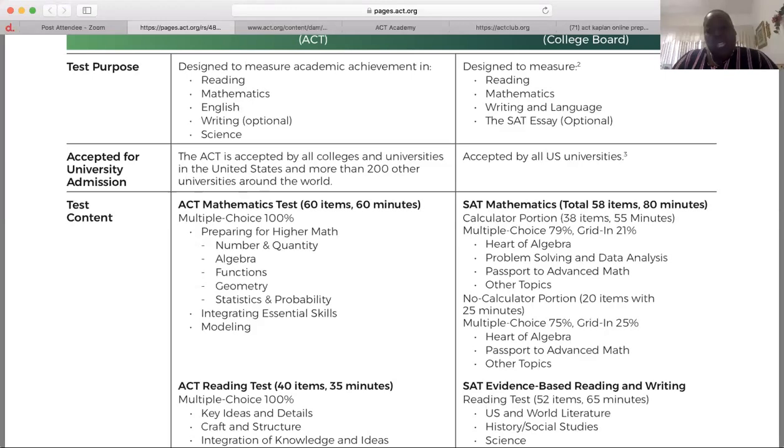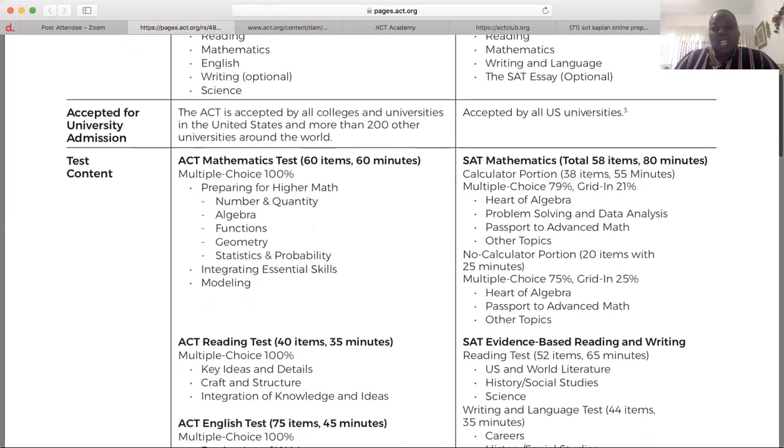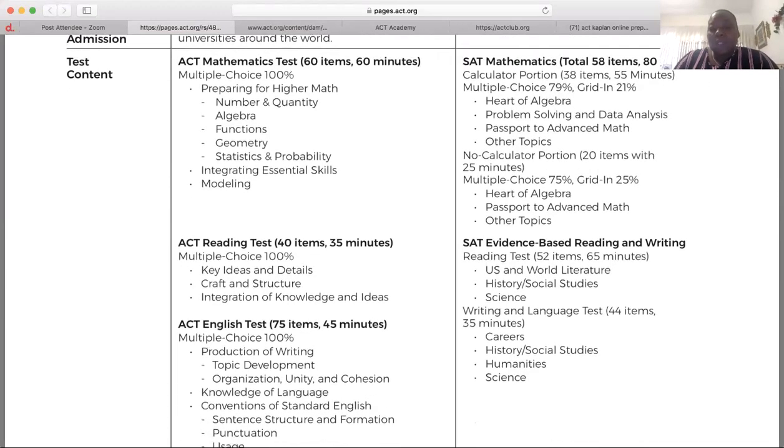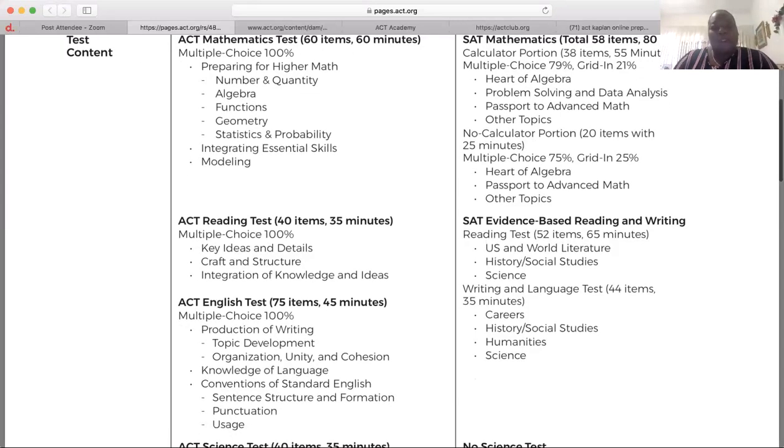As you can see on the SAT, there is a calculator portion and a non-calculator portion. For ACT, you can utilize your calculator through the entire 60 minutes of the math section of the exam. ACT also has a reading test. You'll get 40 questions. You'll have 35 minutes. All of those questions in that section are 100% multiple choice. It goes over some of the key ideas, structure, integration of knowledge and ideas. In the reading section, you'll get 4 passages, and there'll be 10 questions per passage, and you'll actually be able to see that in a few moments.